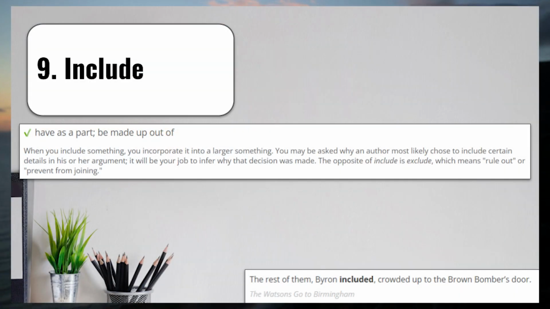Term number 9 is include. To include is to have as a part, to be made up out of. When you include something, you incorporate it into a larger something. You may be asked why an author most likely chose to include certain details in his or her argument. It will be your job to infer why that decision was made. The opposite of include is to exclude, which means to rule out or prevent from joining. You're keeping it separate or keeping it out, whereas with include, you're keeping it in or you're showing why it's a part of something.